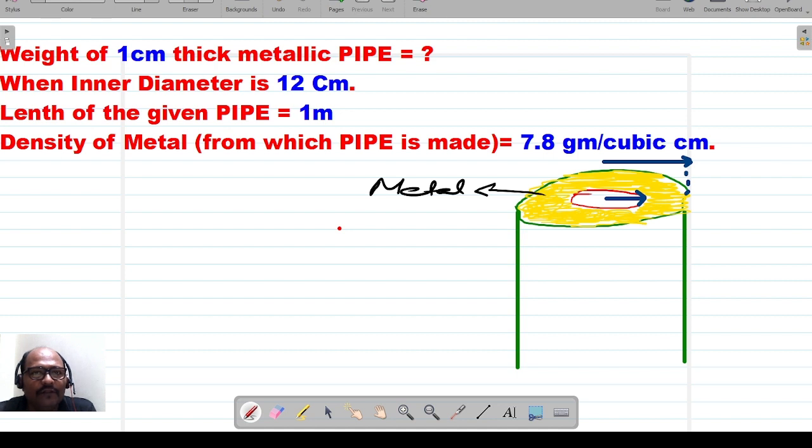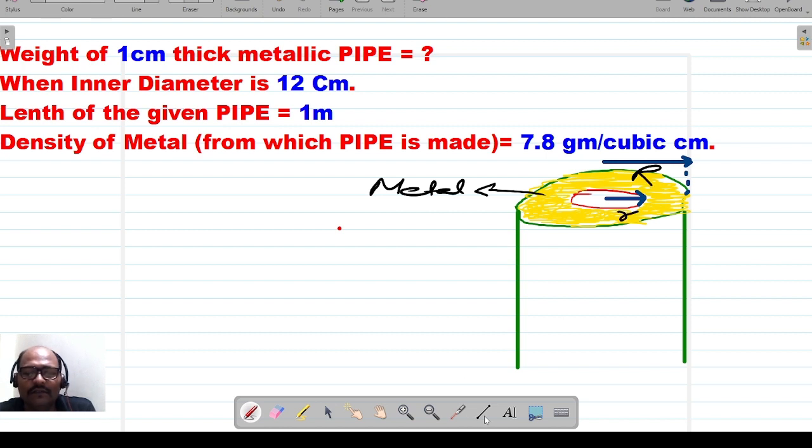Hope you have seen a pipe in your day-to-day life. It's a rectangular plate which is folded in a circular pattern so that it becomes a pipe, so that something can pass through it, and it has some thickness. That thickness comes from the metal which is used to make the pipe. This metal is marked in yellow color. The outer radius we will call capital R, and the inner radius we'll call small r.